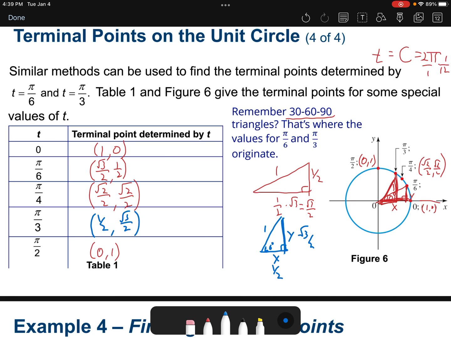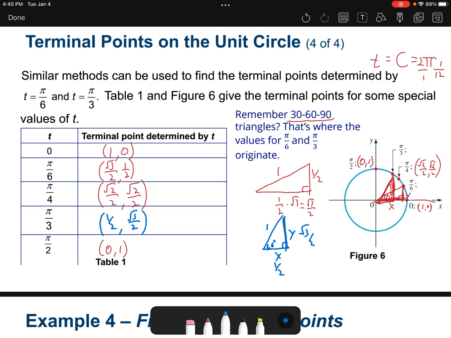And those are the terminal points determined by the unit circle. Now, this is a great time to take your handout and fill that stuff in right away, those points on your unit circle handout, because you will look at that for a long, long time. This would be a good place to pause, too, and make sure you understand where those points came from.